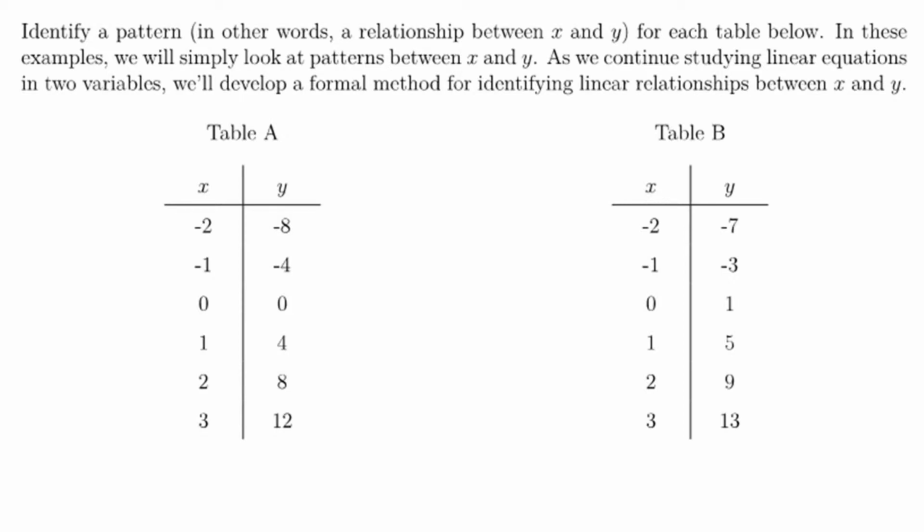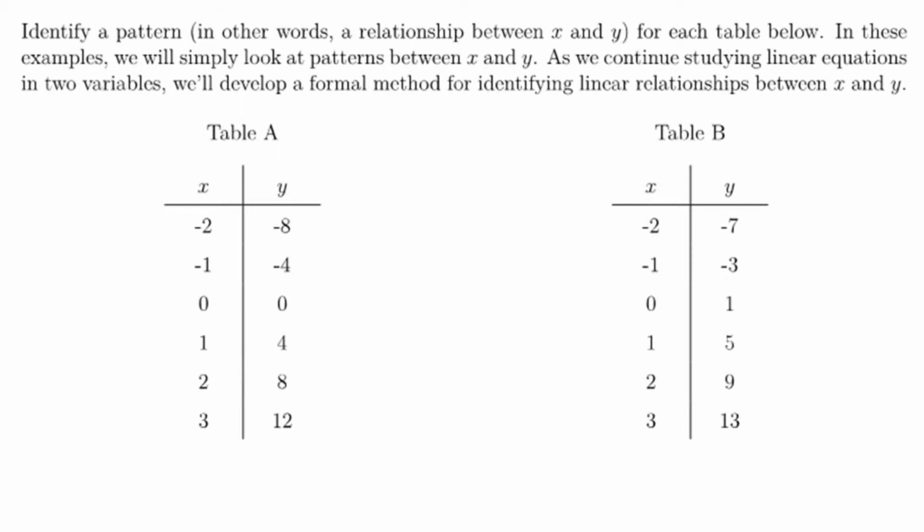In this video, we have 4 different tables of values for variables x and y. We're asked to identify a pattern, in other words, a relationship between x and y for each of them. In these examples, we will simply look at patterns between x and y. As we continue studying linear equations in two variables, we'll develop a formal method for identifying linear relationships between x and y.